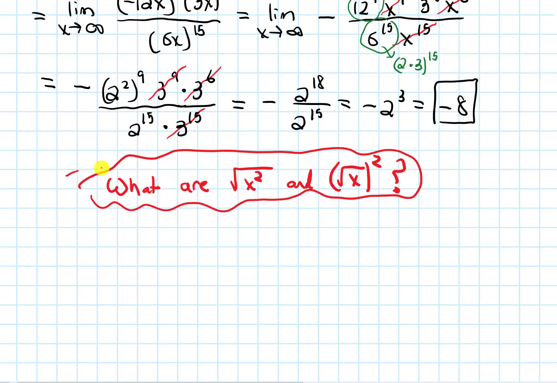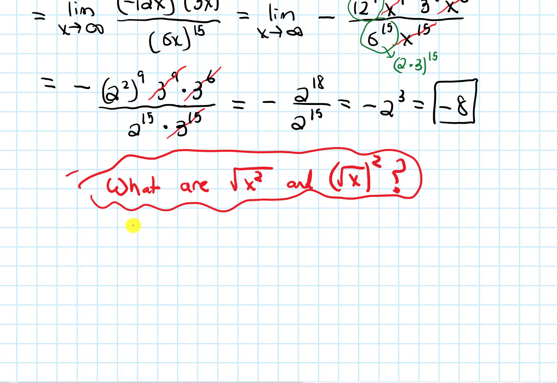In this video, we will talk about what the square root of x squared and the quantity square root of x being squared simplify to. It seems like at first glance that they should just simplify to x, but it turns out for one of them that's not the case, and we'll investigate why.